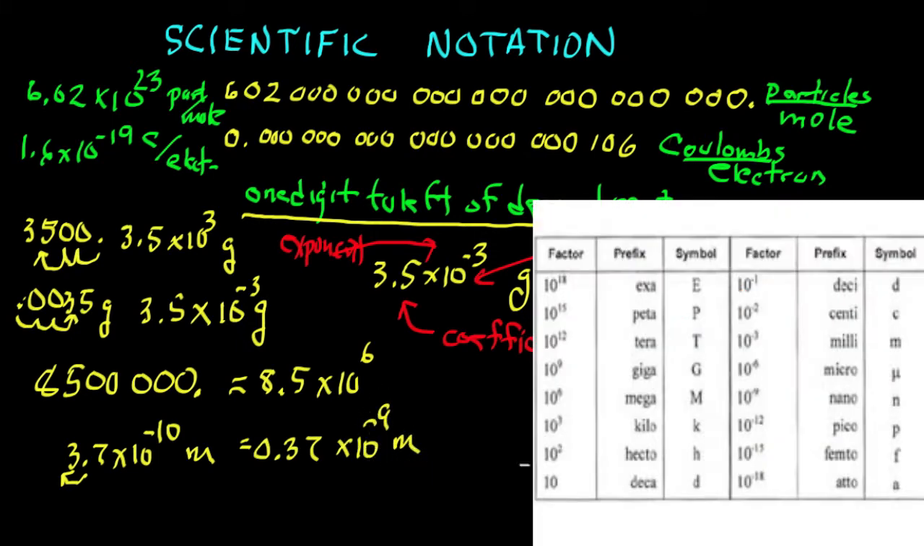And if you look here, we have the prefixes. Remember, 10 to the minus 9 meters is a nanometer. So we could just substitute nanometers here, and this becomes 0.37 nanometers. So engineering notation just uses multiples of 3 so we can substitute these prefixes.